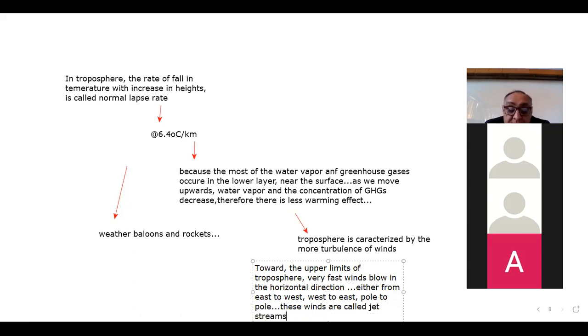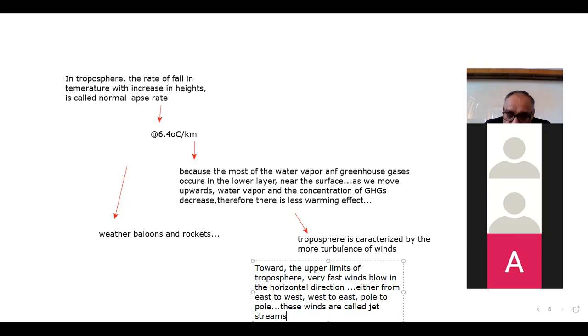So please bear this in mind that jet streams are very fast flowing winds which occur in the troposphere. So please bear these two points in mind.